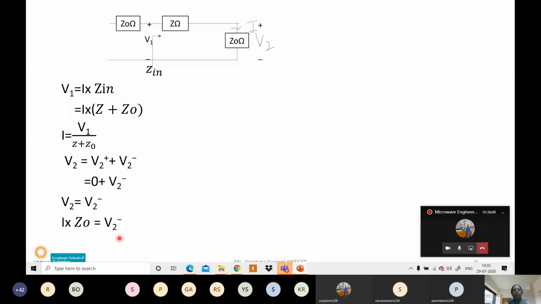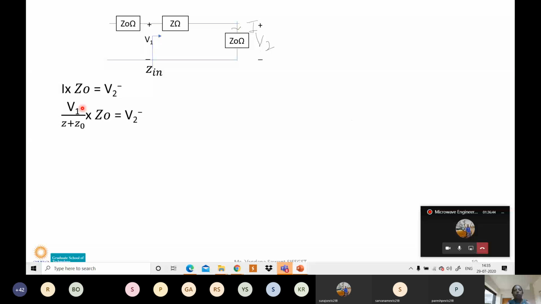Okay, so we know the value of I. I is the same for all, no? All three elements are in series, so I will be the same. So we can replace I with V1 divided by Z plus Z0, multiplied by Z0, is equal to V2 minus. At the place of I, we write V1 divided by Z plus Z0 into Z0 is equal to V2 minus. But what is this V1?